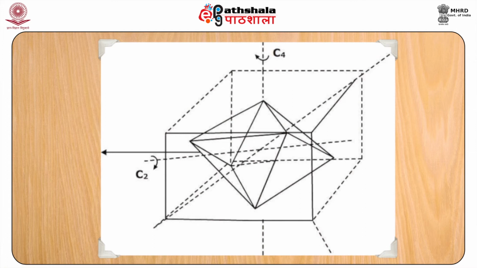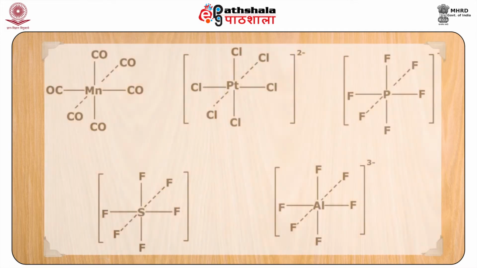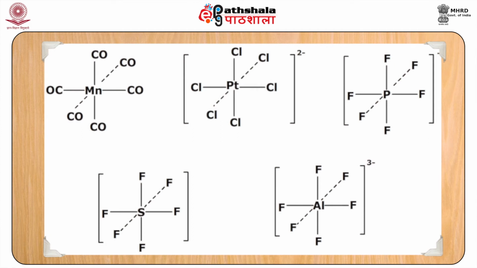So, the octahedral point group is a highly specific point group, and in the diagram an octahedron is inscribed in a cube and various symmetry elements C3, C4 etc. are shown. Examples of molecules belonging to the octahedral point group are MnCO6, PtCl6, PF6, SF6, AlF6 3 negative. All these belong to the octahedral point group, that is, a central atom surrounded by 6 identical ligands gives us the octahedral point group. Besides this, you can cite a large number of other examples belonging to the octahedral point group.